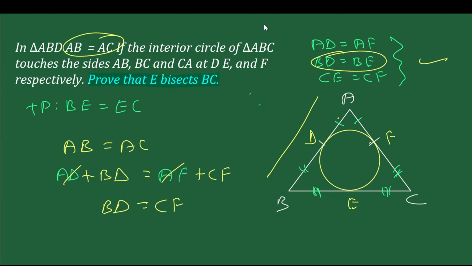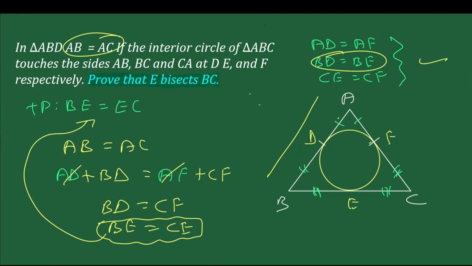Now what is BD equal to? We can replace BD with BE. And what is CF? CF is equal to CE. So this is what we needed to prove here, right? So we proved it.